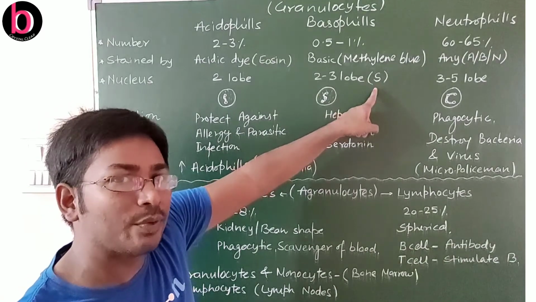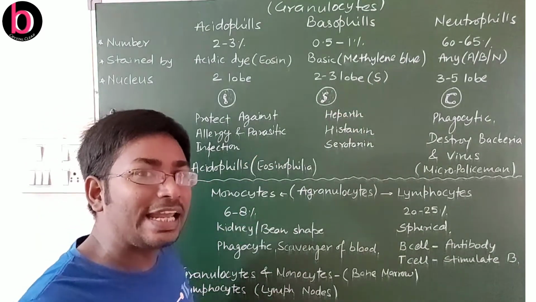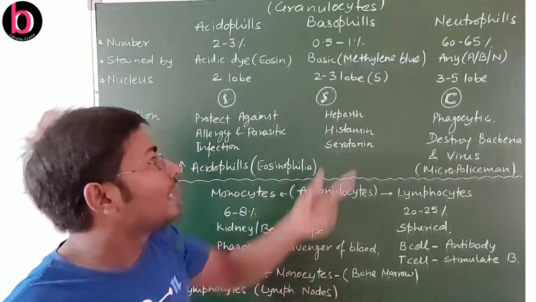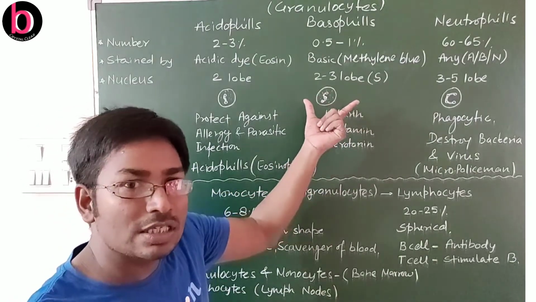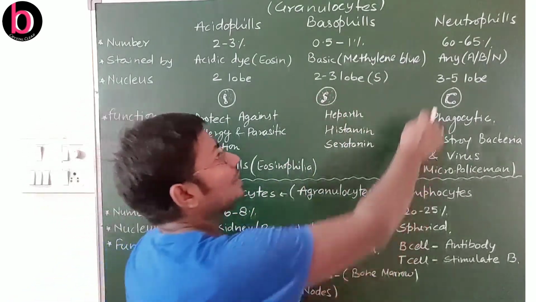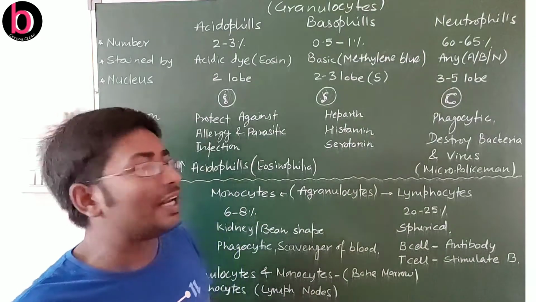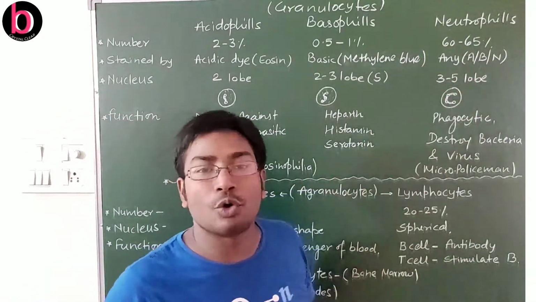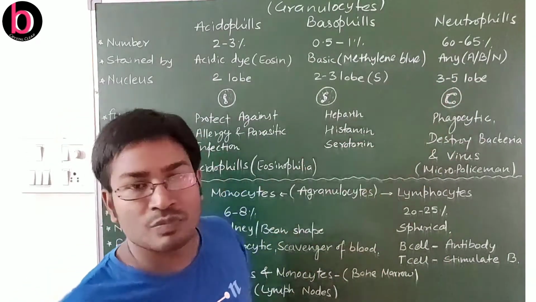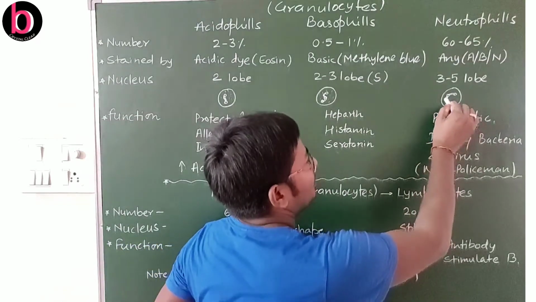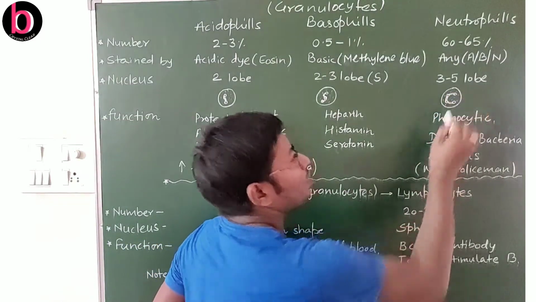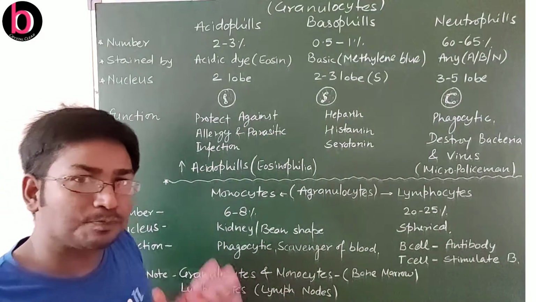So this is also very important. There may be a question like, name the WBCs that carry an S shaped nucleus. So this is basophils. The third one is neutrophils, which carry a 3 to 5 lobed nucleus. So here there are 4 lobes. There may also sometimes be more than 5 lobes in the nucleus.